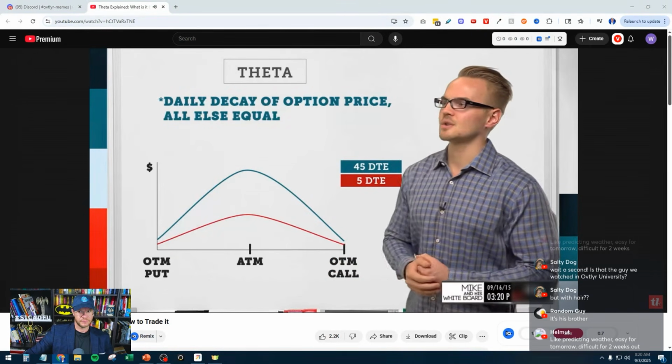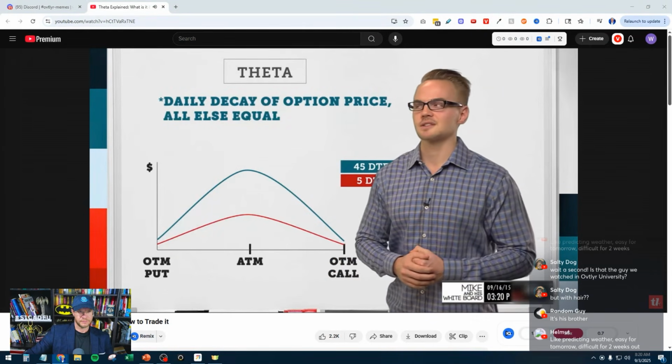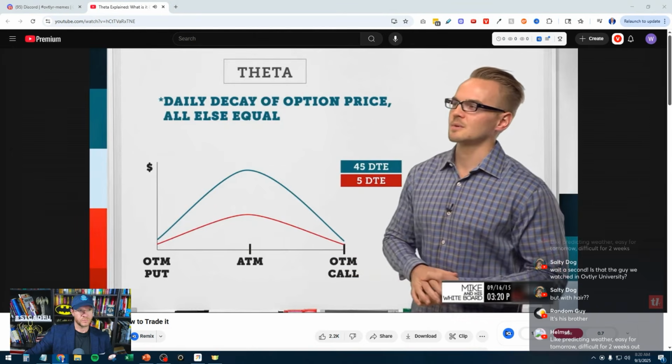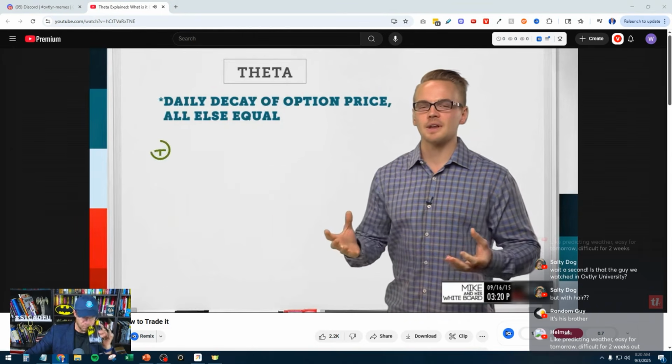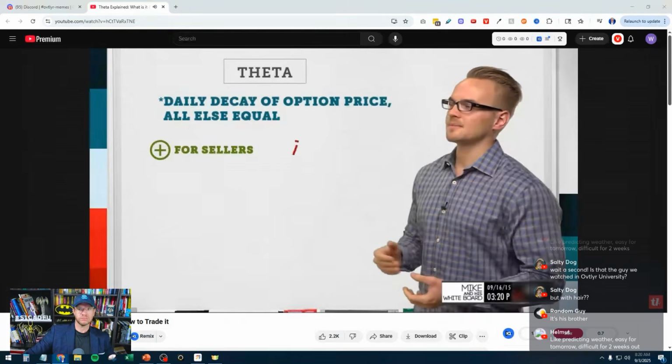So let's get into what it looks like for buyers and sellers. So if we go to the next slide here, we'll take a look at what an option is. So we're looking at buyers and sellers.